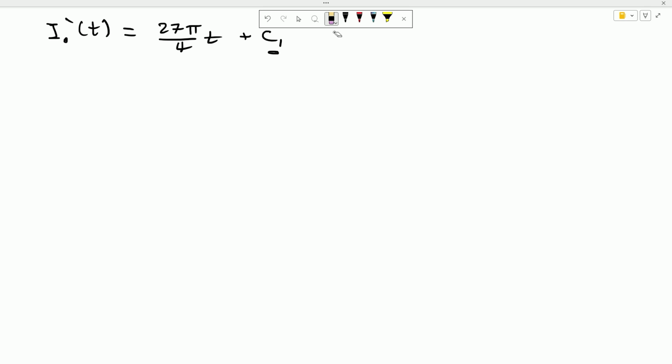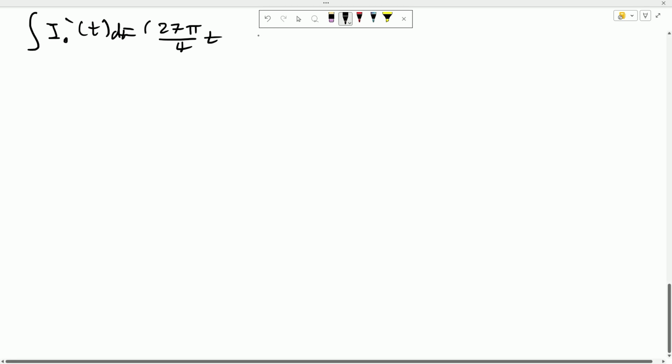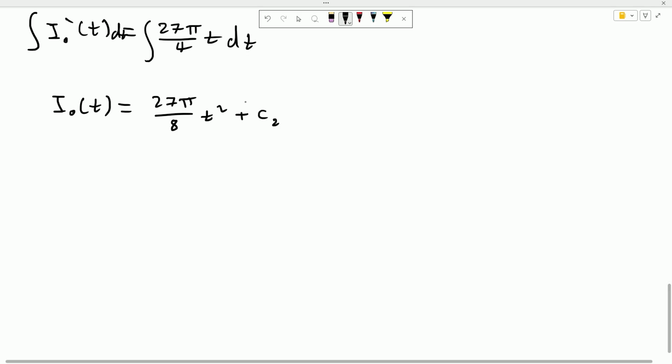And now we are going to be left with this one, which we are going to do the same thing that we did. Let's now reintegrate this with respect to t, and when doing so we're going to get I sub 0 of t, which is going to be equal to, now let's see, 27 pi over 4 is just a constant, and the integral of t is just t squared by 2, so now we have 27 pi over 8 t squared plus some constant, which I'm going to call c2. And now we need to evaluate c2, and let's substitute t is equal to 0, and doing so this term right here becomes 0 plus c2.